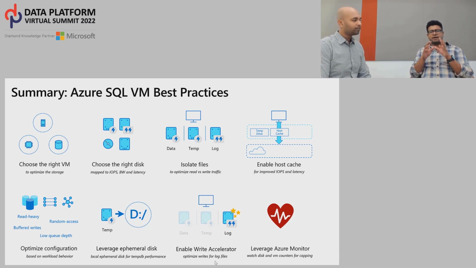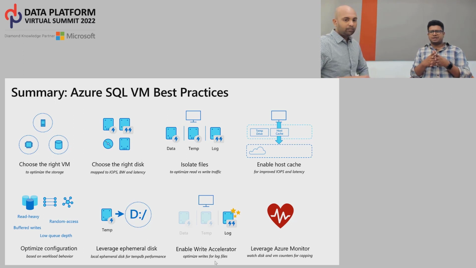And for the M series in particular, there is something called write accelerator. Yes, and this write accelerator is very useful for the log files. And it's only for the M series, not for any other series. Correct. And also please leverage Azure Monitor, where you can see how your network is doing, how your disk throughput is doing, all that stuff.